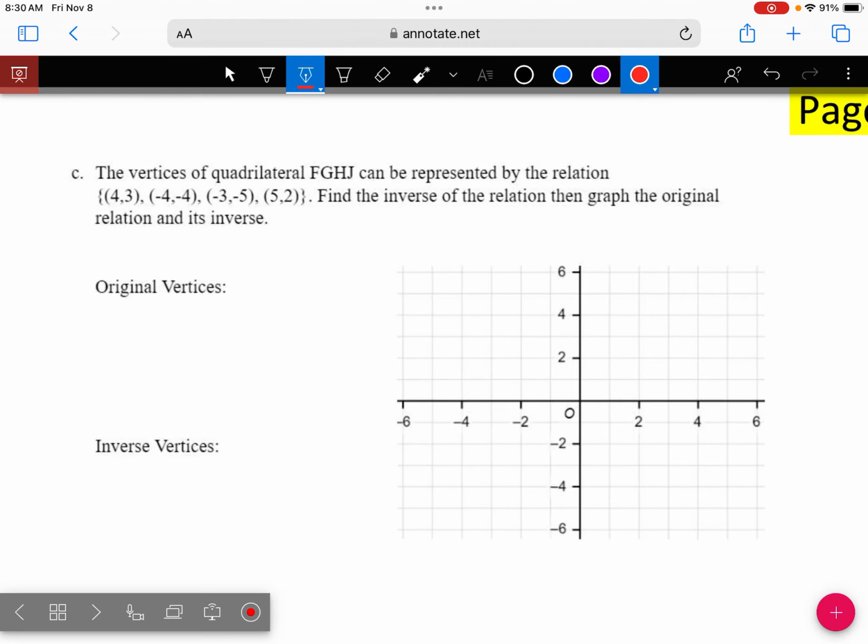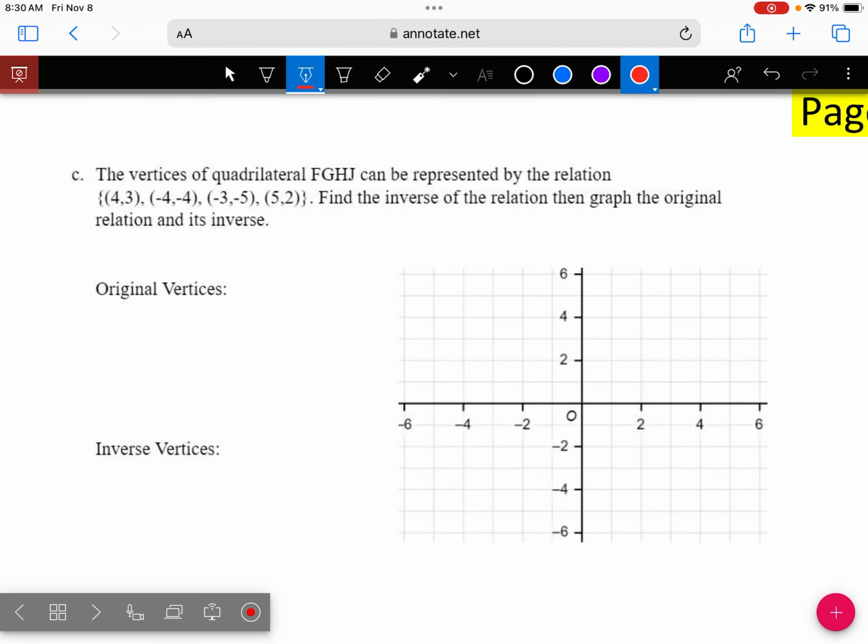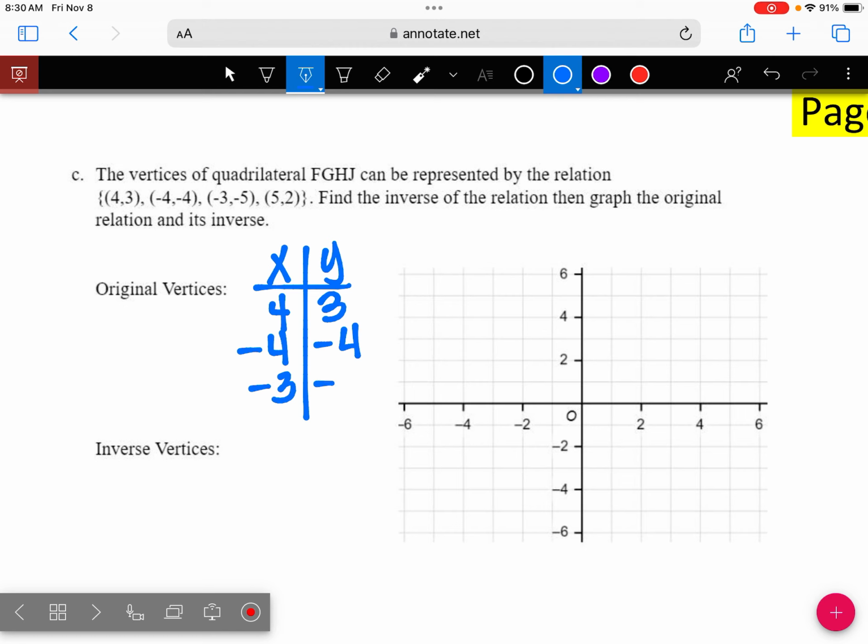So we have a quadrilateral. FGHJ can be represented by the relation, and here's our 4 points. So let's make our table for the original. 4, 3, negative 4, negative 4, negative 3, negative 5, positive 5, positive 2. Go ahead and graph that.